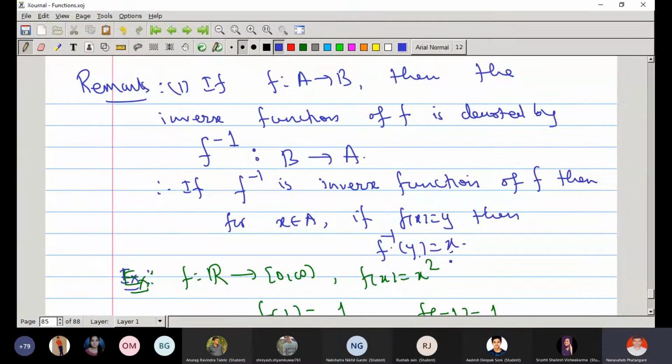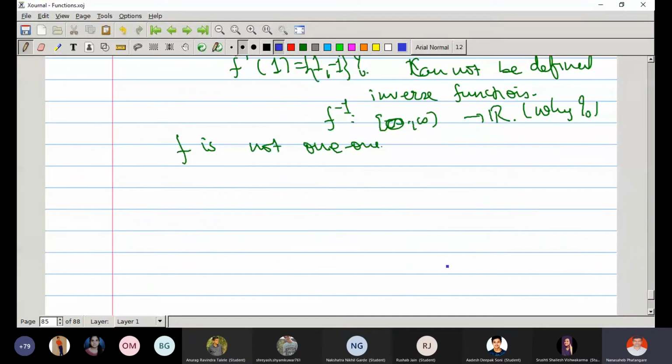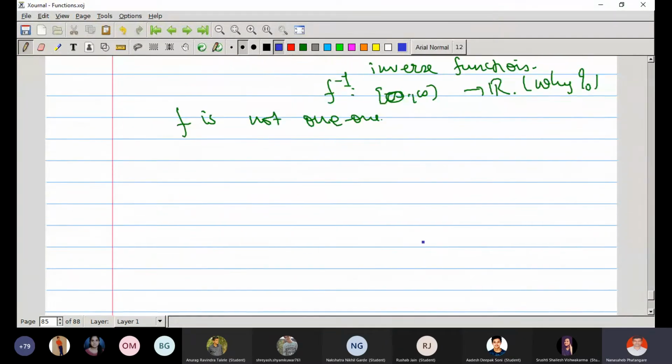So now we want to observe something new. f of x is equal to x square from R to [0, infinity). We cannot define the inverse function because f is not 1-1. That was the problem. Let me discuss another example because this is very essential to understand when we define an inverse function.